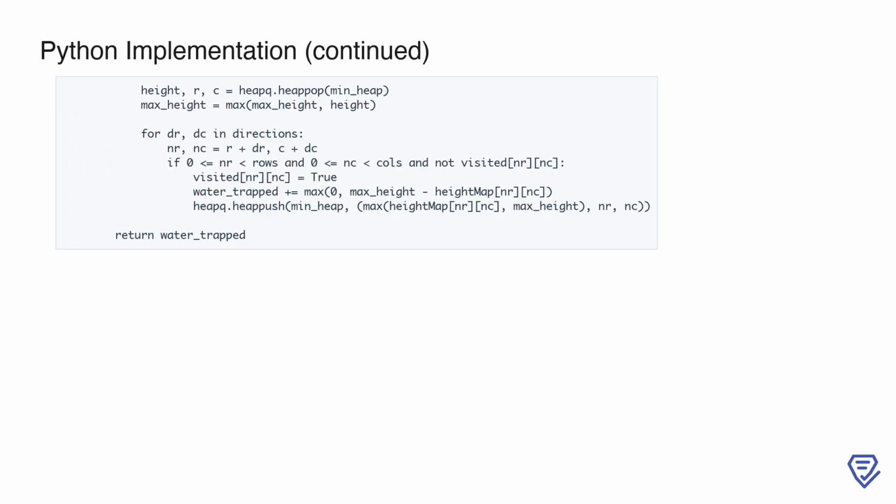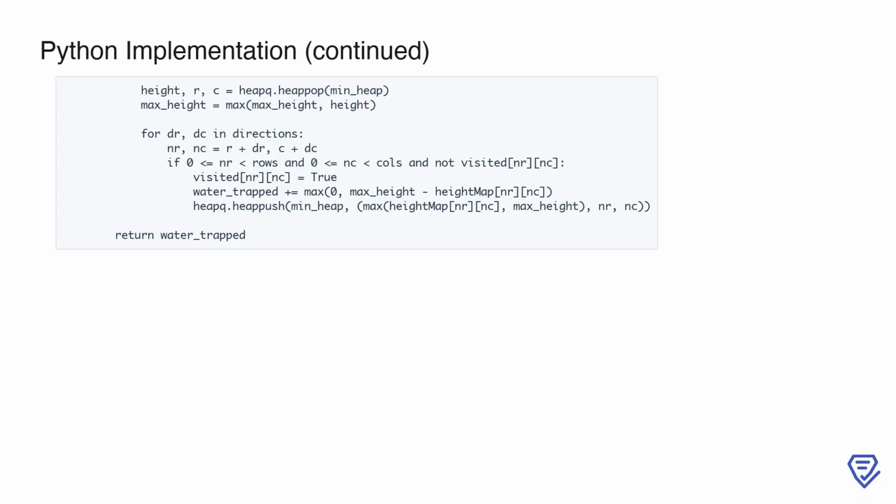If a neighboring cell is within bounds and hasn't been visited yet, we calculate the amount of water trapped at that cell. This is determined by the difference between the max_height and the height of the neighboring cell, ensuring that the difference is non-negative using the max(0, ...) function.